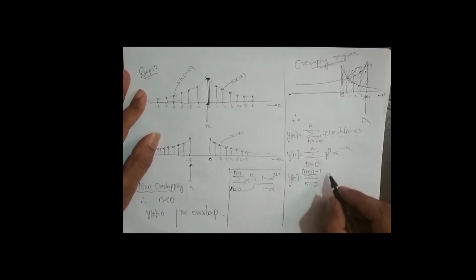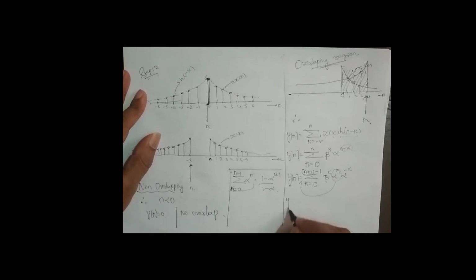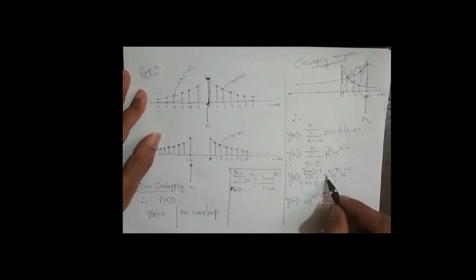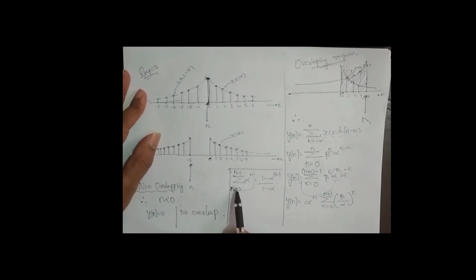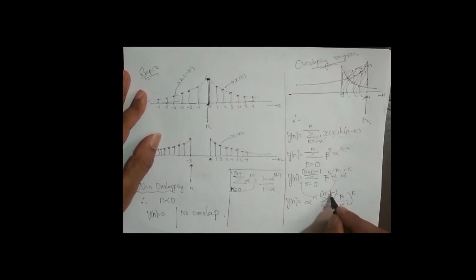Beta to the power k, alpha power n, alpha power minus k. I split this power. Now since alpha power n is independent of k, I'll take it out from the summation. y of n is equal to alpha to the power n summation k varying from 0 to n. This is beta power k, this is alpha power minus k. I can write it as beta divided by alpha whole power k. Now this is in the form summation n varying from 0 to N minus 1 alpha power n, right? This n here is k, alpha here is beta by alpha. This n plus 1 minus 1 whole value is capital N.